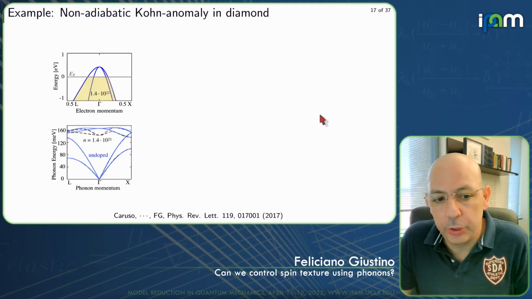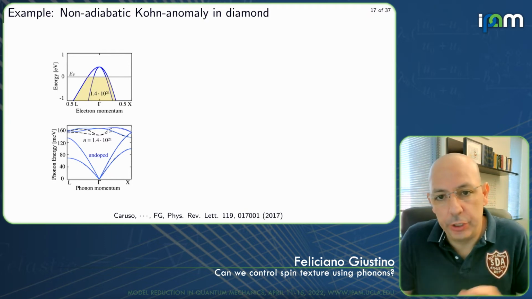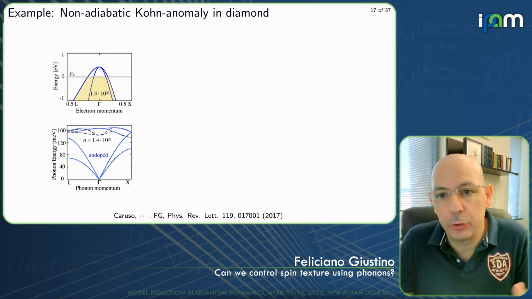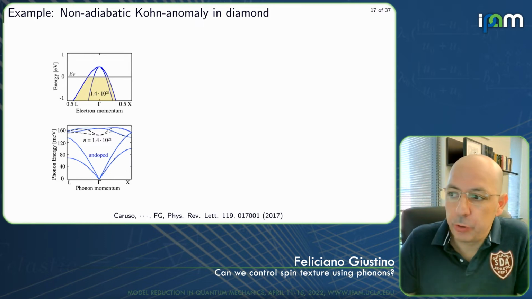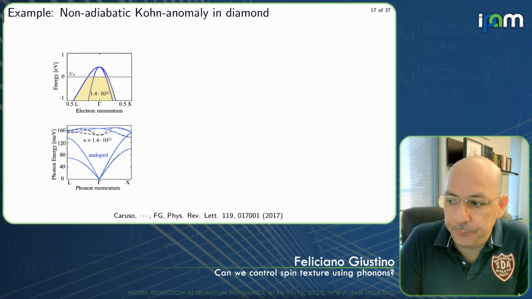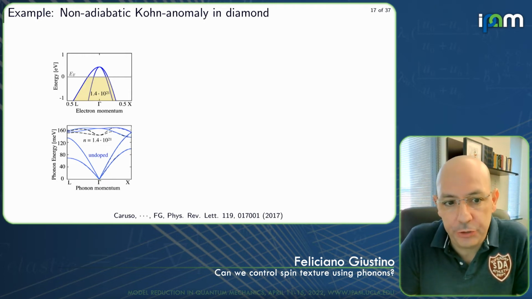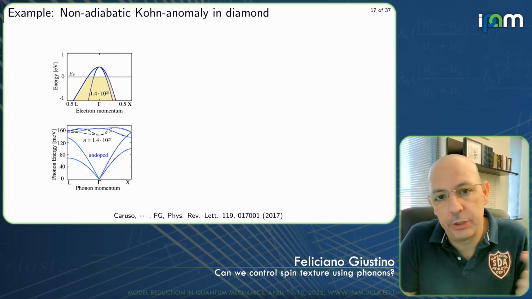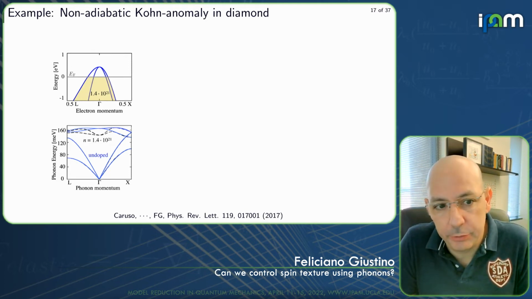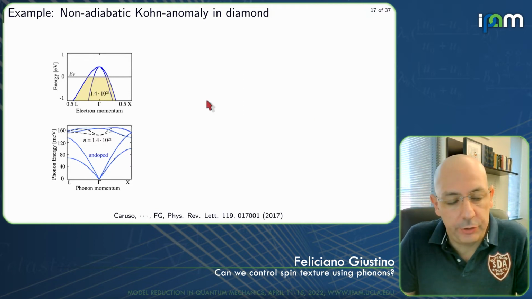One last example I want to give you about these applications is not on the side of the electrons, but on the side of the phonons. When we talk about electron-phonon interactions, the attention usually is on electrons, so one asks how phonons affect the properties of electrons. But one can ask the opposite question: how electrons alter the properties of phonons. And to illustrate this, I want to use the example of diamond.